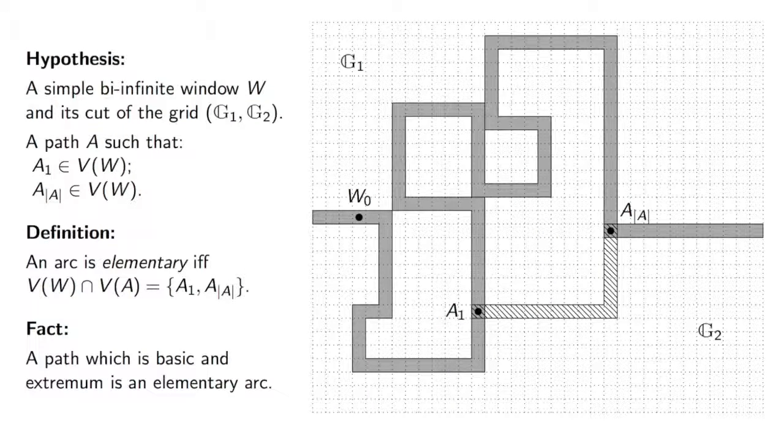Finally, consider this last example. In this case the arc A is extremum and basic. We say that this arc is elementary. An elementary arc intersects with the window W only at its first and last positions. In fact, a basic and extremum path is always an elementary arc.